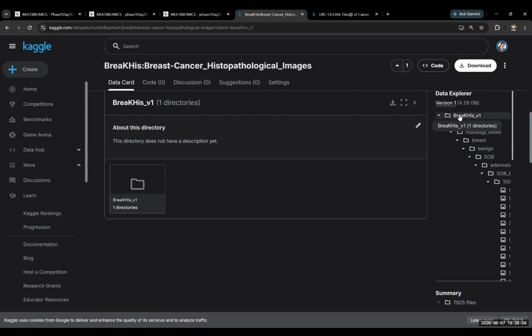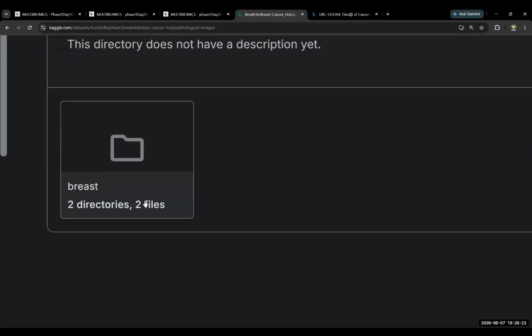So we are going to the parent folder. The parent folder is breakis. This is the name of the folder. Whoever processed this put everything under another folder known as histology slides. When we open histology slides, we get another folder. All the breast cancer or breast tumor images are inside the folder breast.